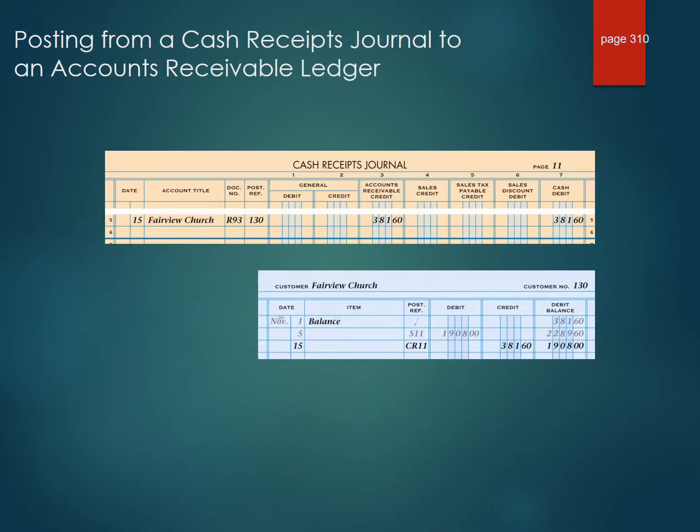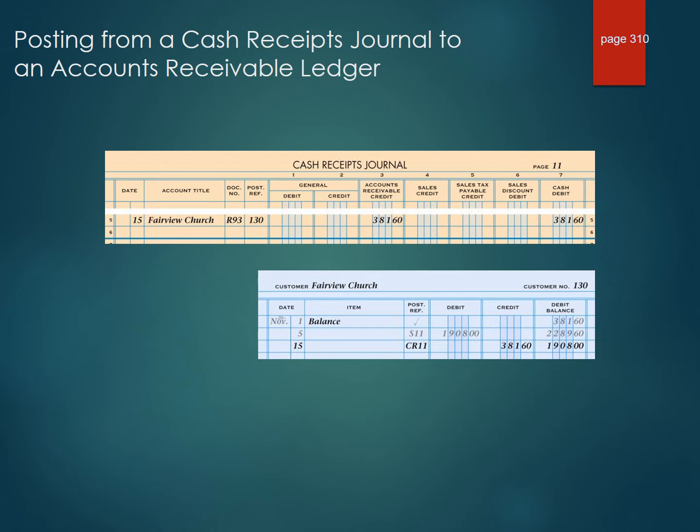Posting from a cash receipts journal to an accounts receivable ledger. Looking at our cash receipts journal, the first step to posting is to post the individual transactions that are listed underneath our account title column. In this case, on line 5, we need to post an accounts receivable credit of $381.60 to our customer Fairview Church account.